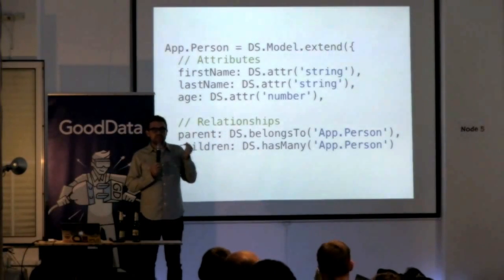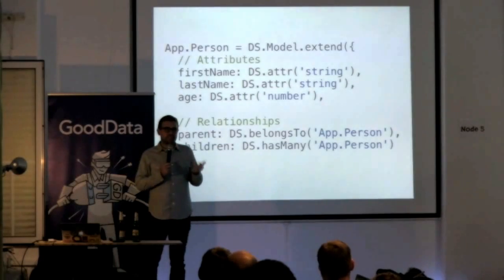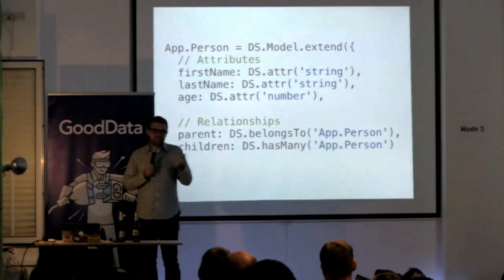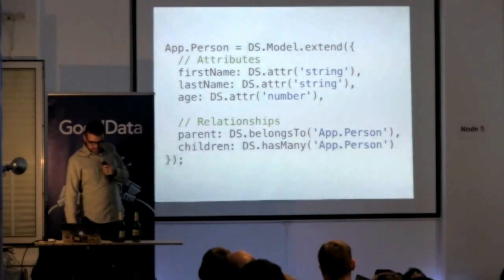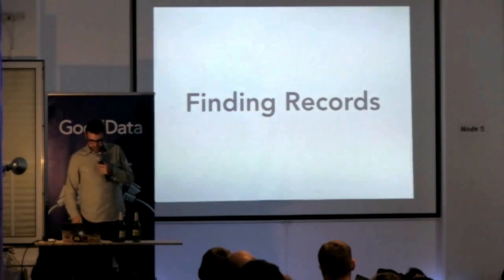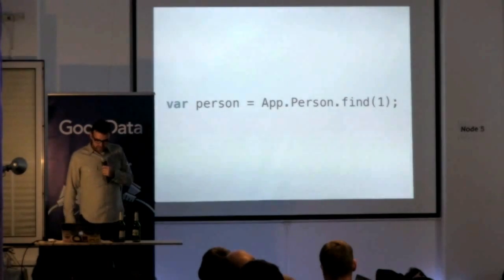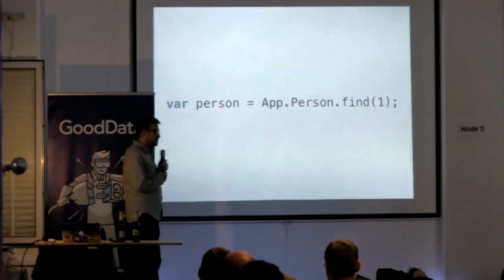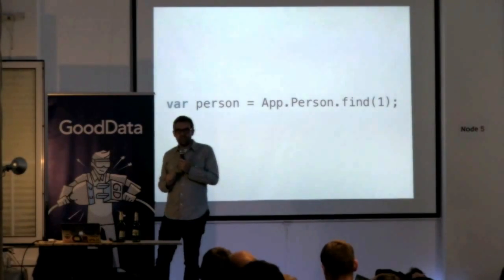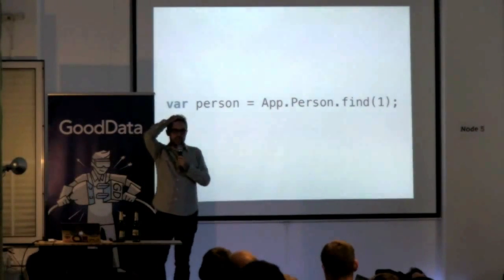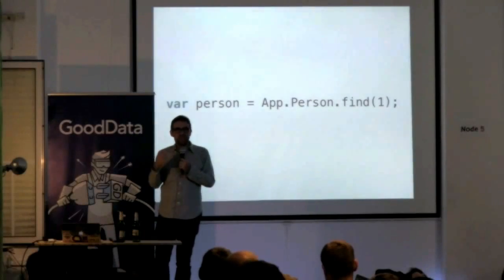It's pretty straightforward, right? You define your attributes, you define the type, and then you define the relationships and the type of those relationships. Pretty easy. Okay, how do you find a record? Good question. The mechanism for doing this is you take your model, you say app.person.find, and the argument I'm passing in there is the ID. So it can be a string, a number, whatever.